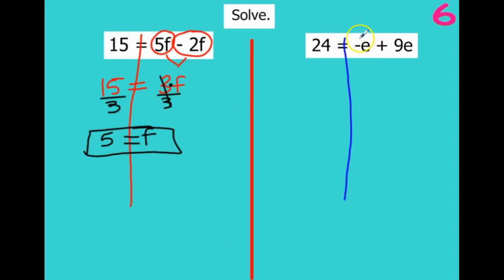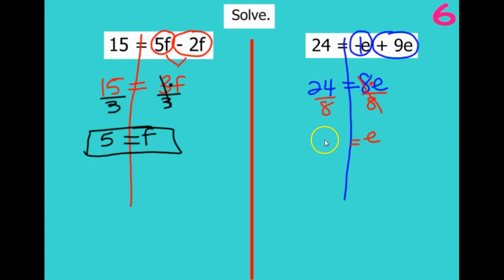Same thing over here. This is really a negative 1e. A positive 9 and a negative 1. 9 minus 1 would give us 8e. And this is multiplied, so we would need to divide by 8. So we have e. 24 divided by 8 would give us 3.